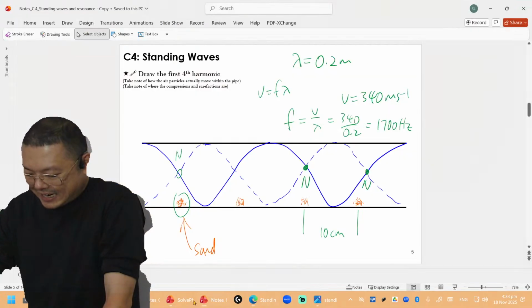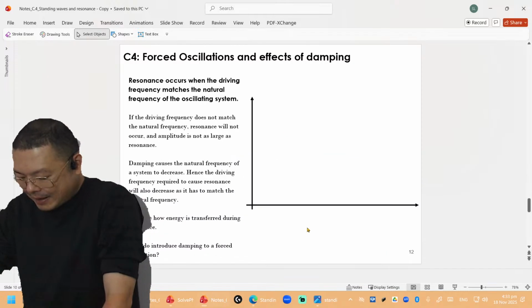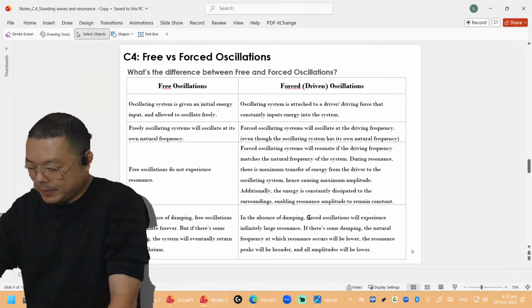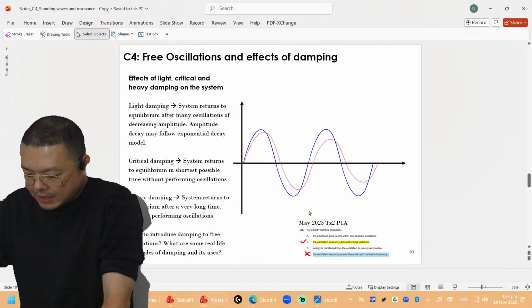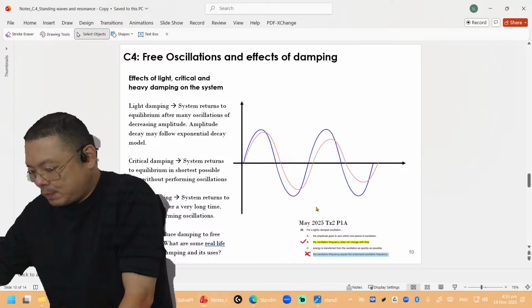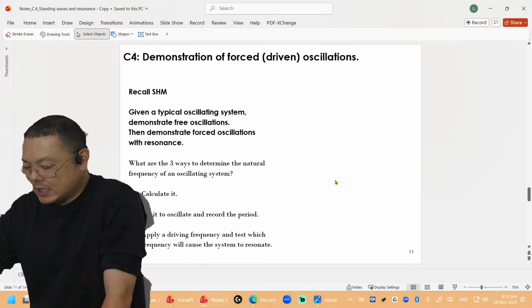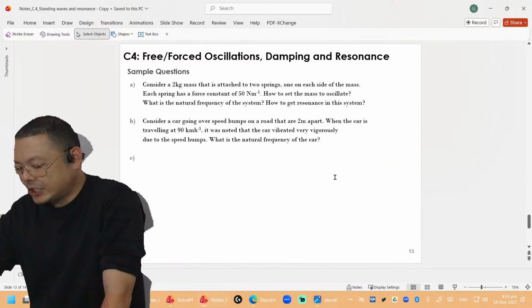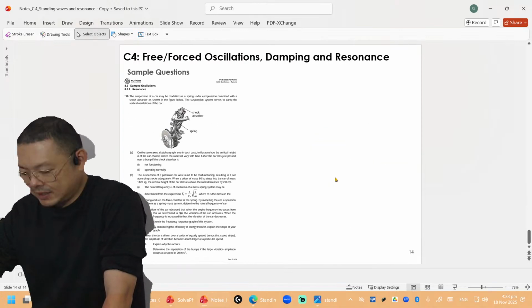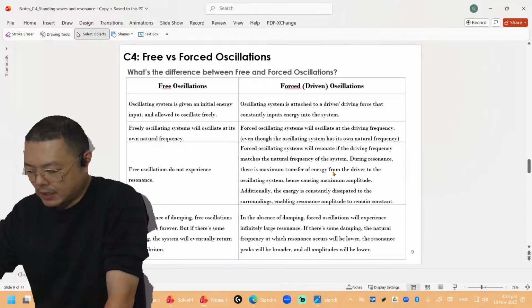All right. But I think I am more or less done with standing waves. So the next big problem would actually be damping, as well as free and forced oscillations, as well as Doppler's effect. But I really don't have time today.